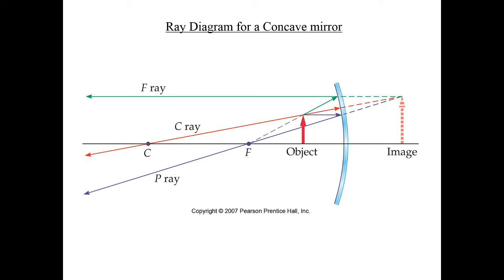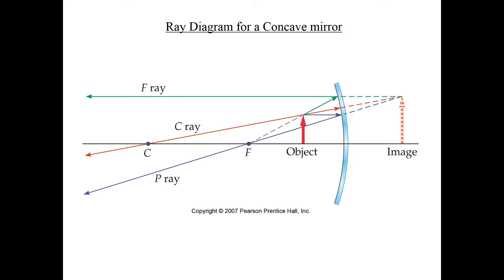So let's look at an example of this. So we have an object that is inside of the focal point, so our red arrow here is our object, and we want to find our rays. So the P ray starts from the object, and it runs parallel to the center of axis, so it just runs straight to the right, and we start at our object and move towards the mirror, parallel to the axis. And then once the light hits the mirror, then it's going to reflect and go through the focal point.